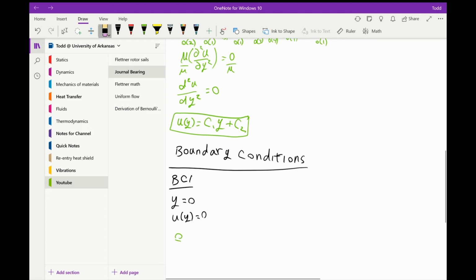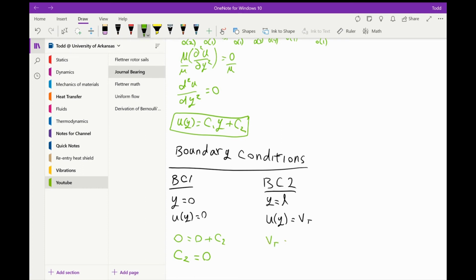When we use these boundary conditions, we can get 0 is equal to some unknown constant 1 times 0 plus constant 2, which tells us that constant 2 is equal to 0. Then we can go to boundary condition 2, which is the top plate. The y will equal L, the length of the gap, and the velocity will be equal to the speed of the top plate.